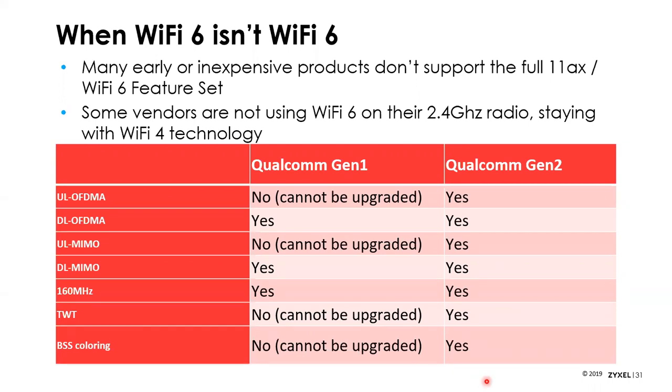Some of the vendors that are missing some of these features are Netgear's new Wi-Fi 6 products and some Ingenious products. Some of the older Cisco Meraki stuff as well doesn't have the full Wi-Fi 6 feature set.